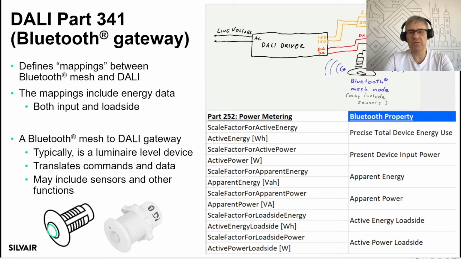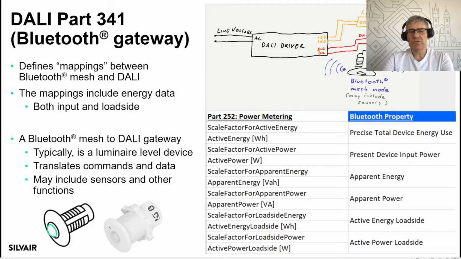So basically we have a DALI driver, which of course is supplied with a line voltage, and then it has an LED output line which is connected to the light source. And then it also has two connectors for the DALI bus. They are typically marked DA plus and DA minus, although the DALI bus is polarity free, so you don't need to worry about mapping of those two connectors.